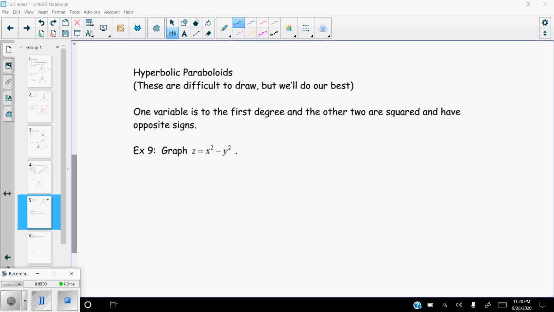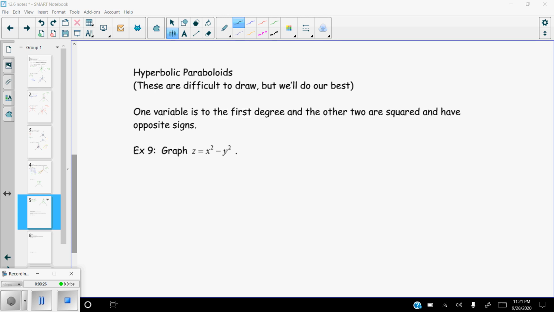All right, we're into our third video now for section 12.6. We've talked about some of the other quadric sections as well as cylinders. Now we're going to talk about this thing which is called a hyperbolic paraboloid. And as you might assume by the name, it's going to have pieces of it which are hyperbolas, pieces of it which are going to be made up of parabolas.